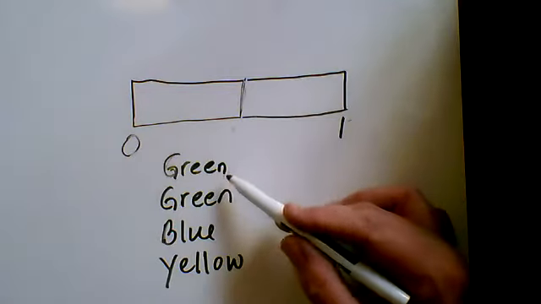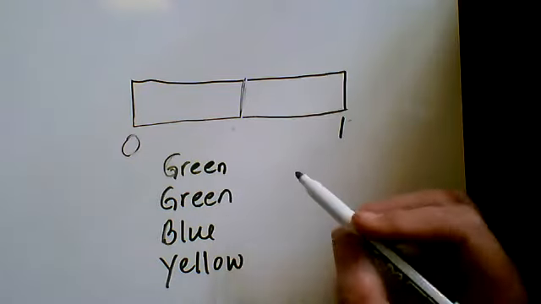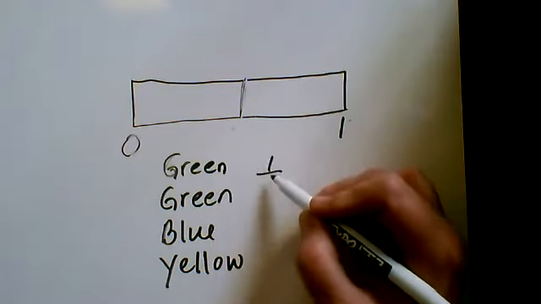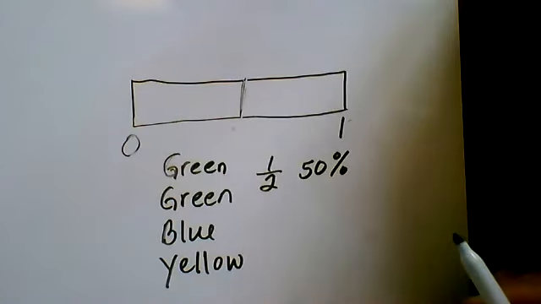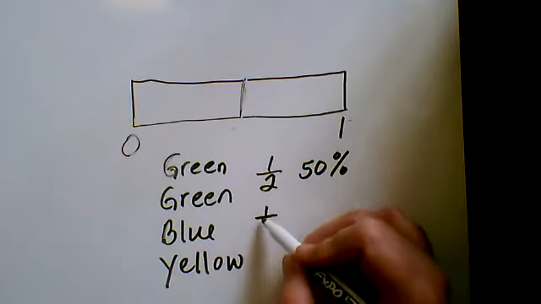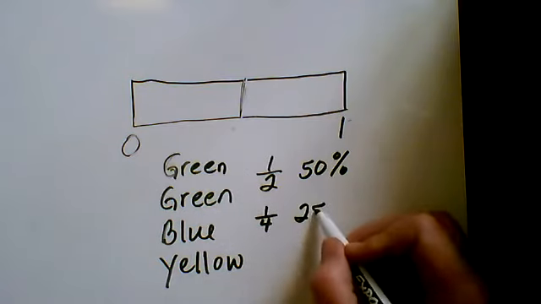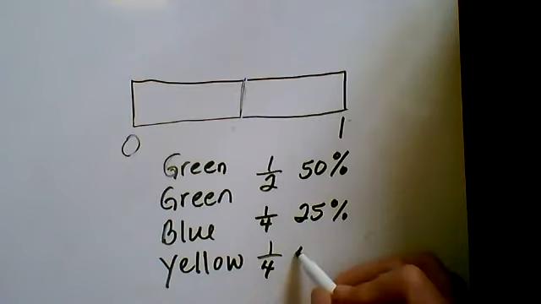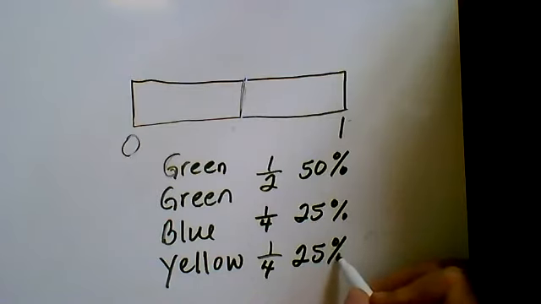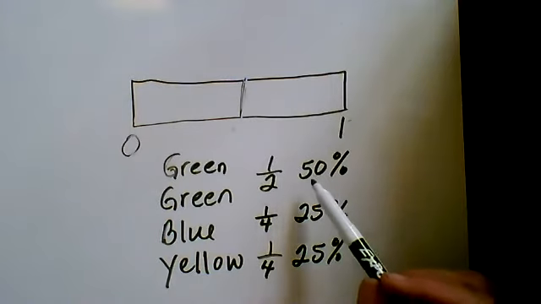Well, since the green tiles represent half of all the tiles, we have a 50% chance of pulling a green, right? What is the probability that the tile will be blue? Well, that's 1 out of 4 tiles, so I have a 25% chance. And the same with yellow. There's only 1 out of the 4 tiles that are yellow. So my higher percent chance is pulling a green.